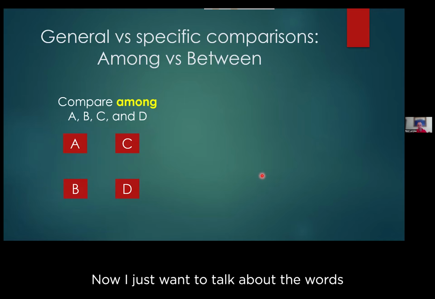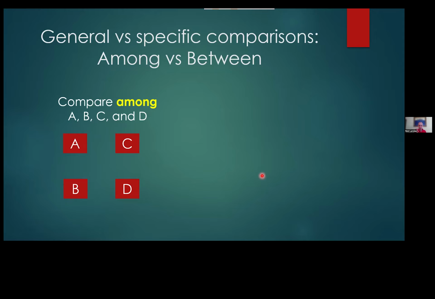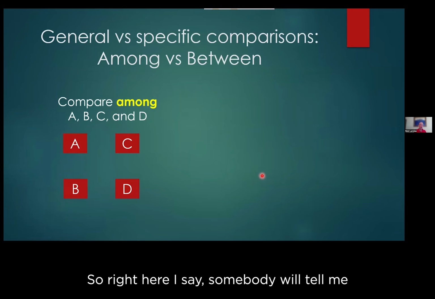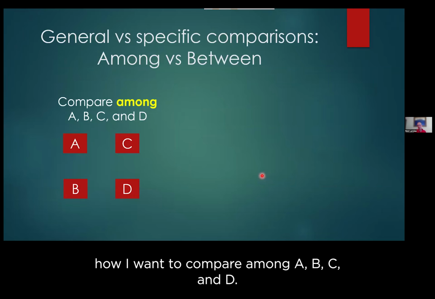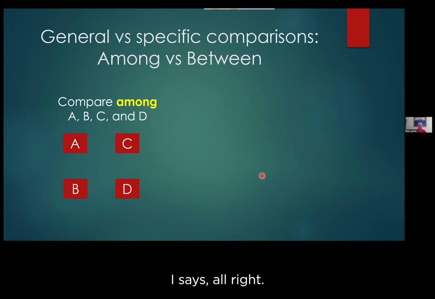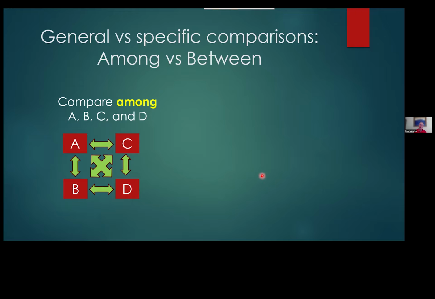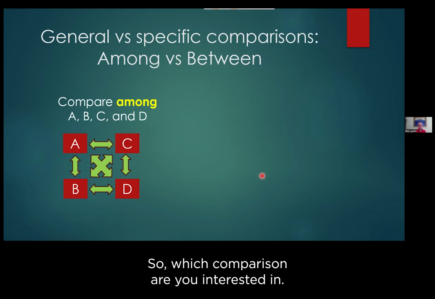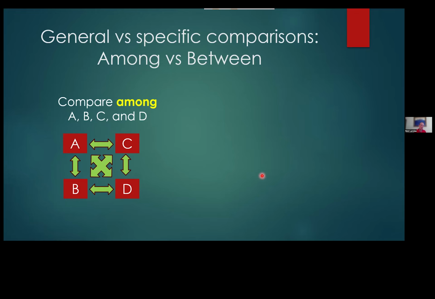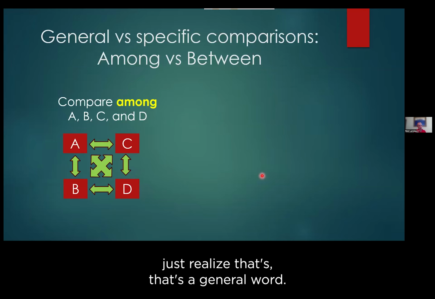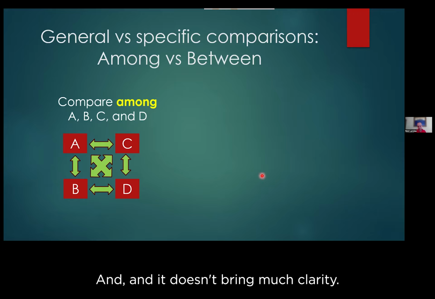Now I just want to talk about the words among and between. So right here, somebody will tell me, hey, I want to compare among A, B, C, and D. I say, all right, you want to compare among A, B, C, and D. That is a general comparison. And when you say that, I'm thinking there are 6 different pairwise comparisons here. So which comparison are you interested in? Or are all of these comparisons of equal importance? So when you think about comparing among groups, just realize that's a general word and it doesn't bring much clarity.